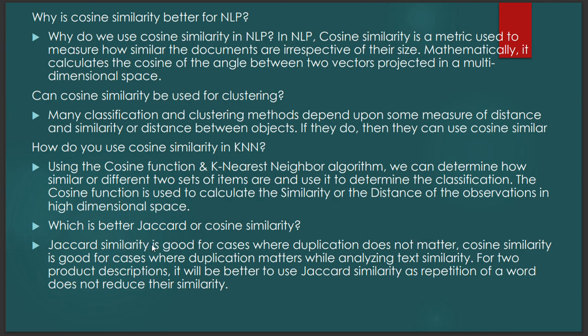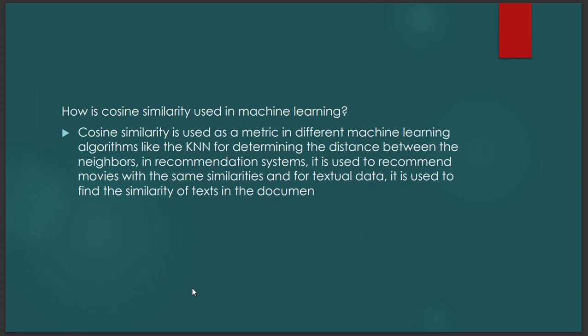Which is better, Jaccard or cosine similarity? Jaccard similarity is good for cases where duplication does not matter. Cosine similarity is good for cases where duplication matters. While analyzing the similarity of two product descriptions, it is better to use Jaccard similarity, as repetition of a word does not reduce their similarity.